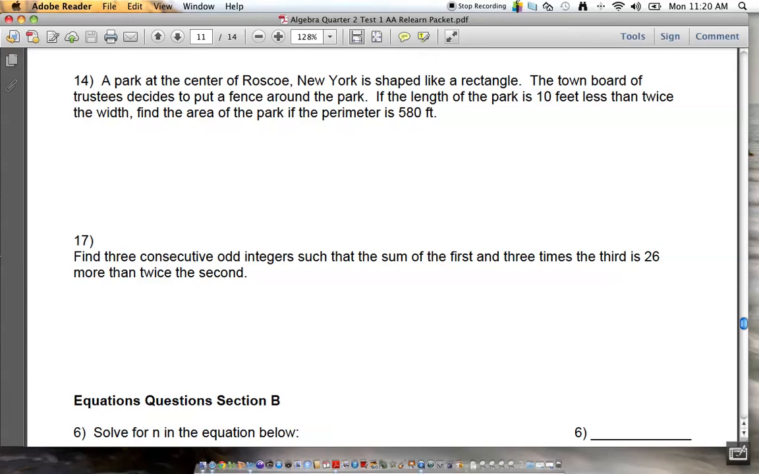So we said that the setup is so important, and when we read about a shape, we put the shape in there. The town board trustees decides to put a fence around the park. So since it's going around, I'm thinking perimeter here. If the length of the park is 10 feet less than twice the width, so if the width is W, the length is 2W minus 10. Twice the width, keyword there. Find the area of the park if the perimeter is 580.